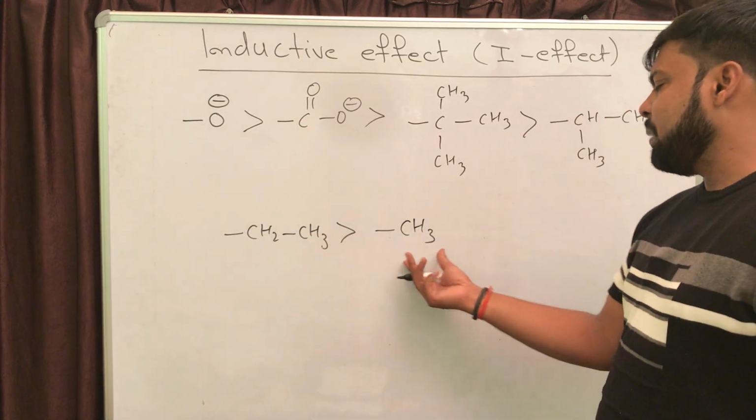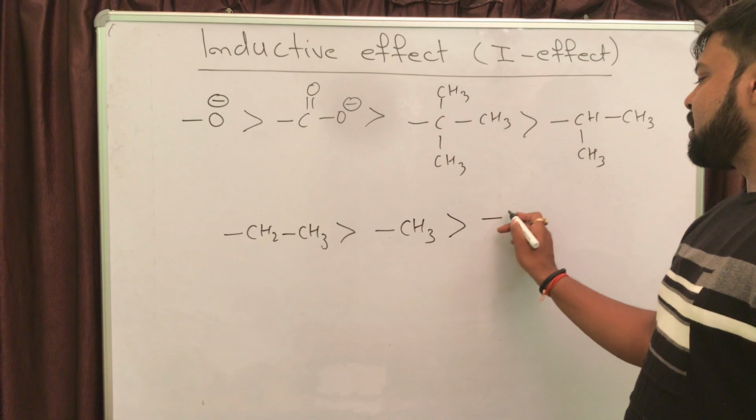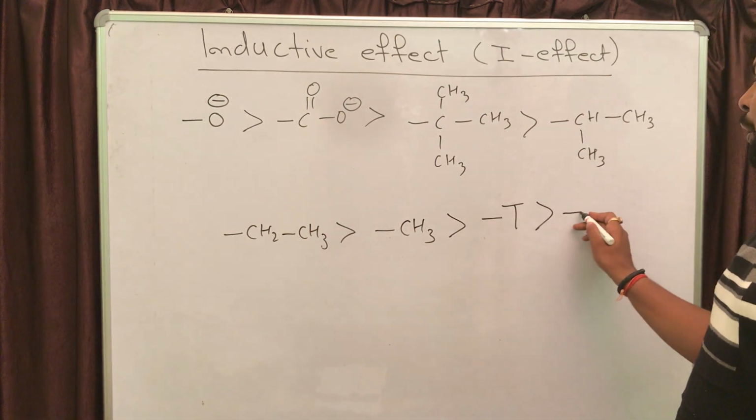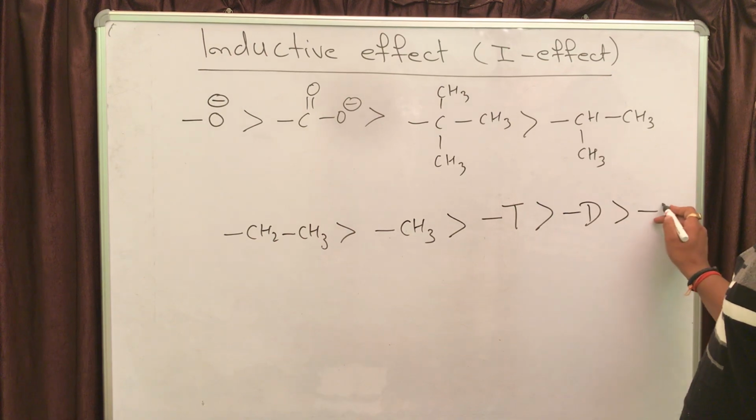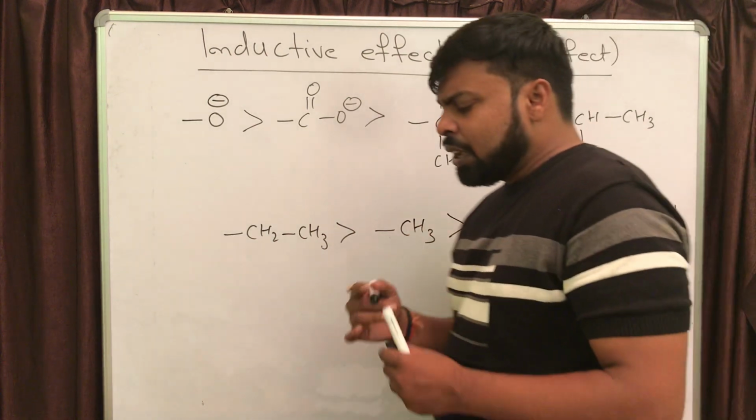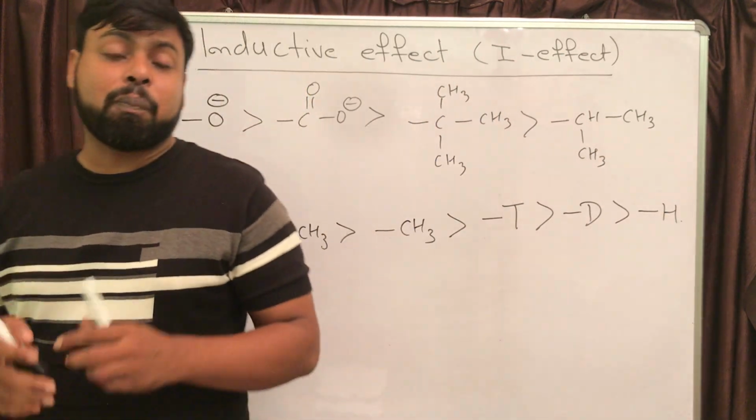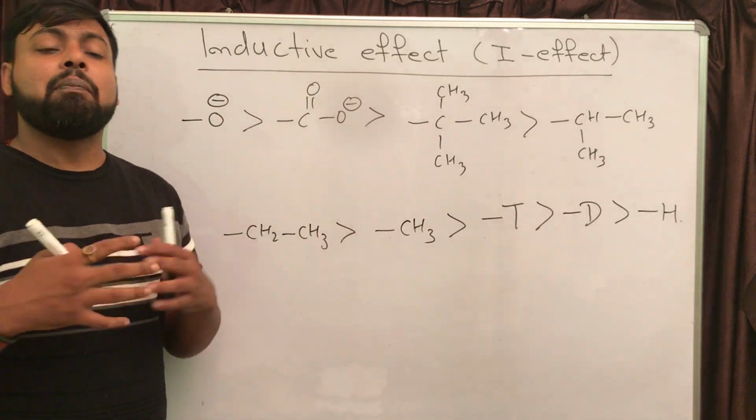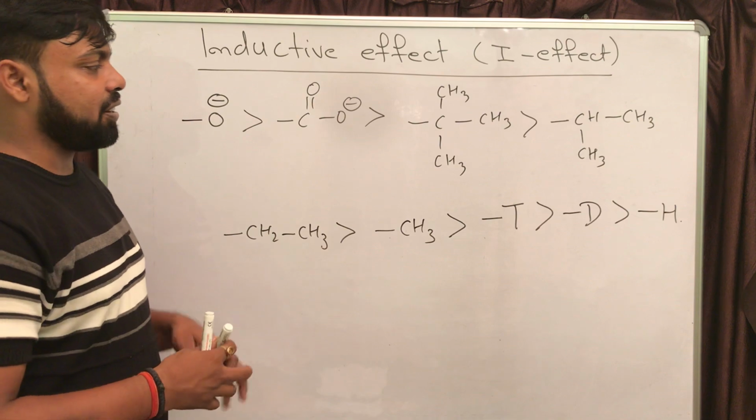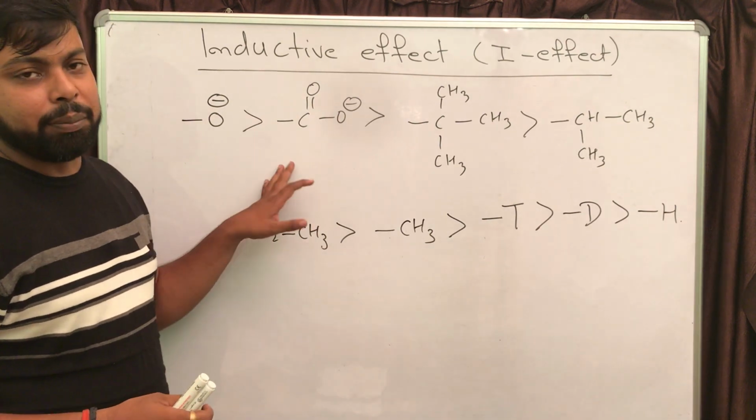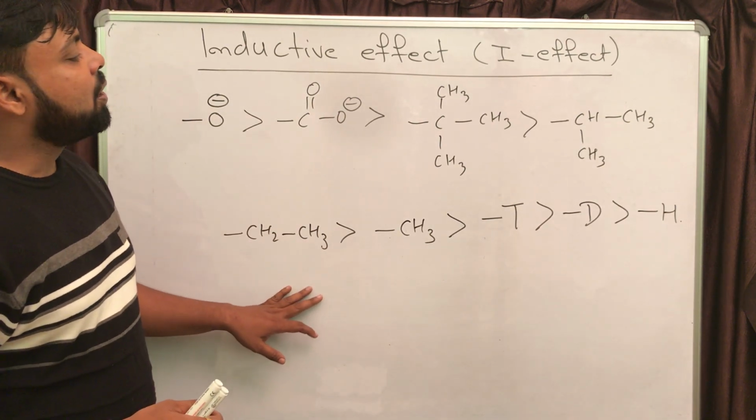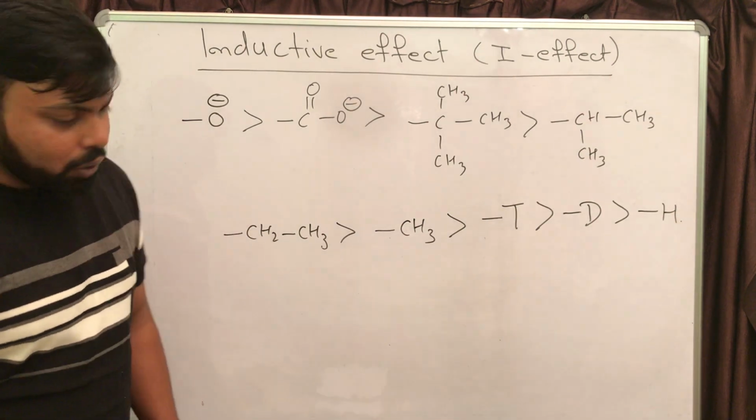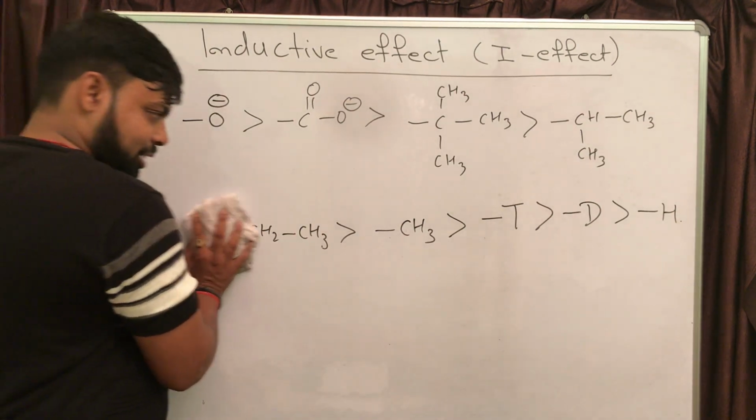So ethyl, methyl, then you can write tritium, isotope of hydrogen, next deuterium, and next it is protium, right? This is the series of power of electron donation ability by using inductive effect. This series you have to remember. You do not have any choice. So let us write some key points about this series.